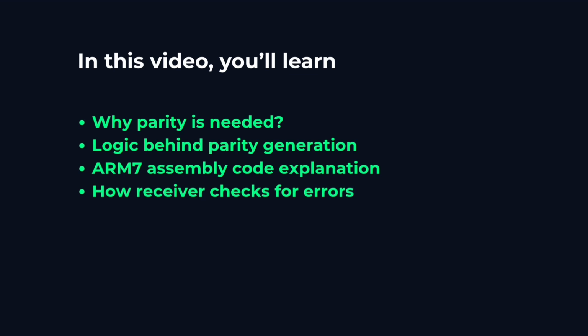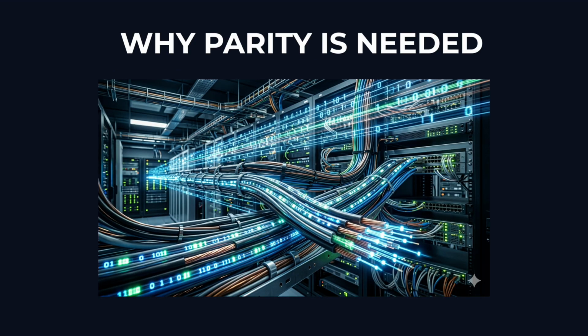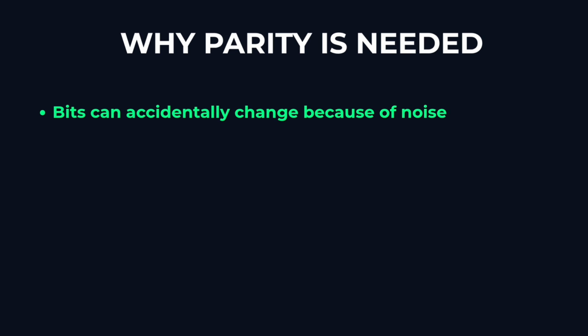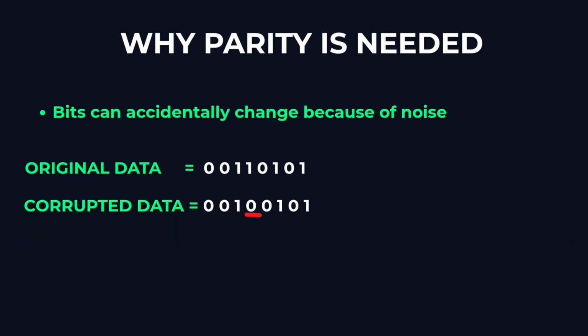receiver checks for errors. When data travels through wires or communication channels, bits can accidentally change because of noise. For example, let this be our original data and this be our corrupted data. One wrong bit and data changes. So how does receiver know? That's when parity comes in.